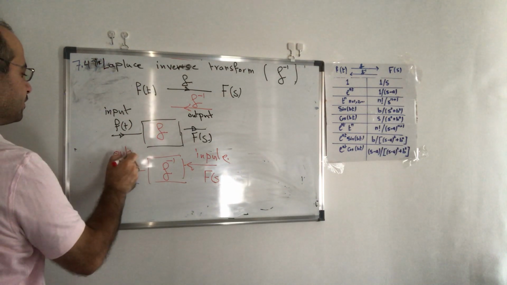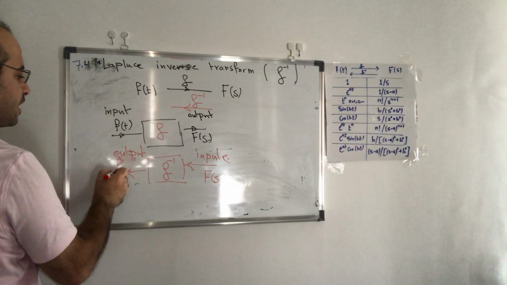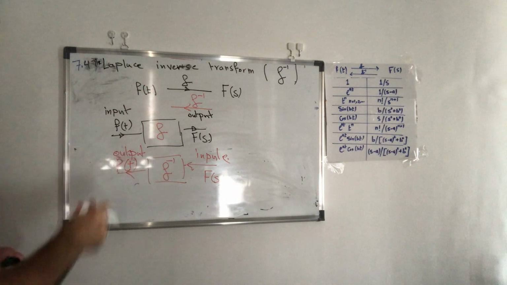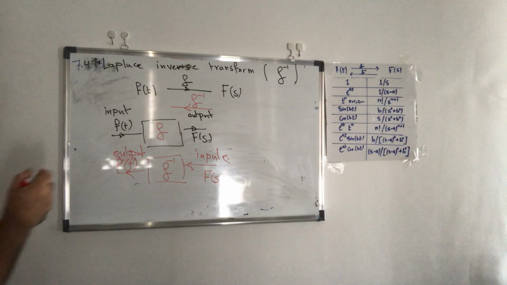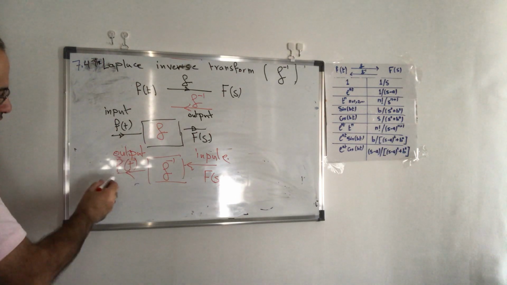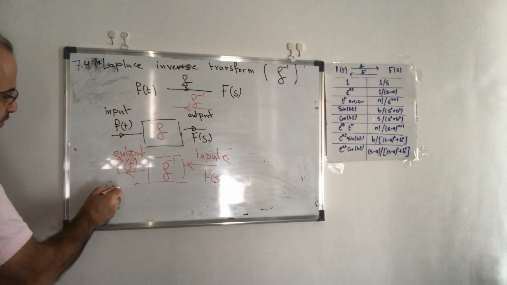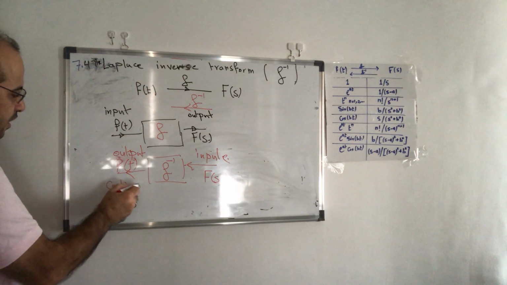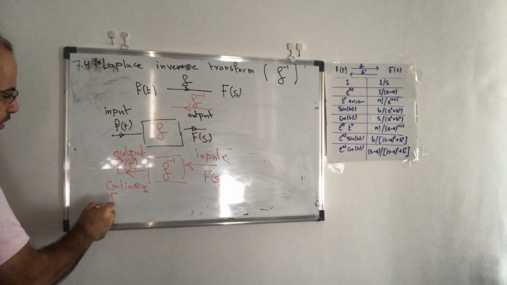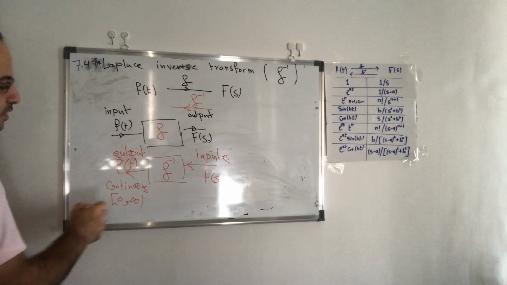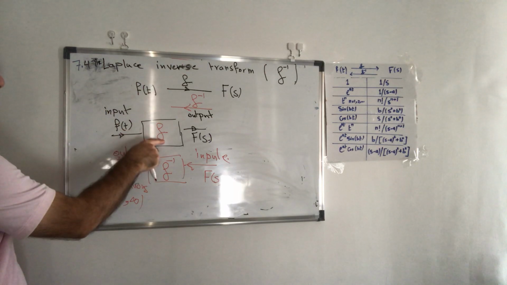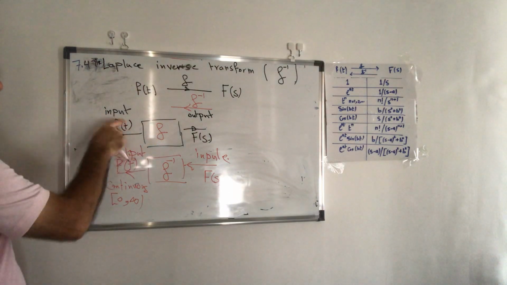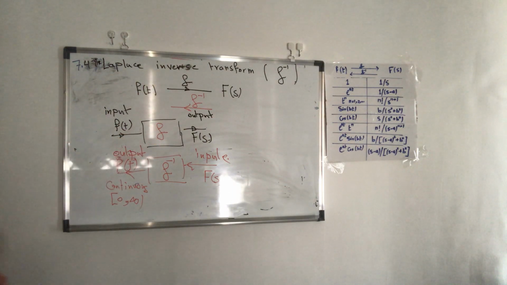Sorry, output. And it is f of t. So it is the inverse of the Laplace transform. This f of t that I'm going to ask you will be a continuous function, continuous on 0 up to infinity, right? Because when you do the Laplace transform, you are integrating f of t from 0 to infinity.